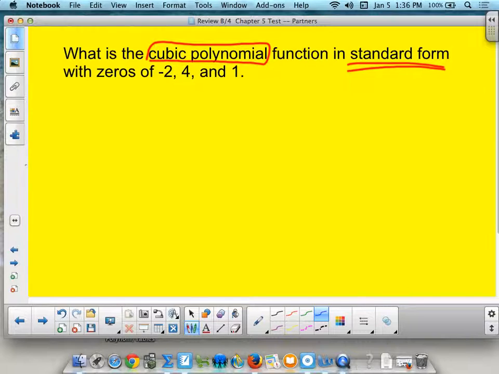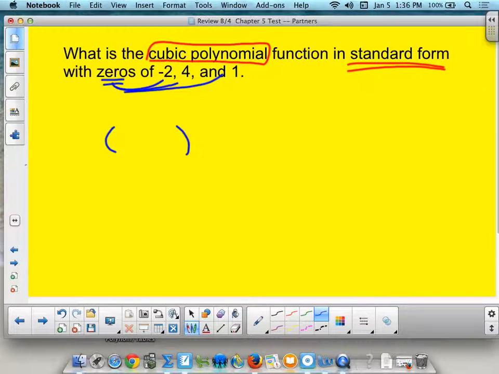Hey guys, I'm giving you the answers to your polynomial. It's a cubic polynomial. It's this, it's this, it's this. Put it in standard form. How are you gonna do that? Well, wait a minute. X plus 2, x minus 4.